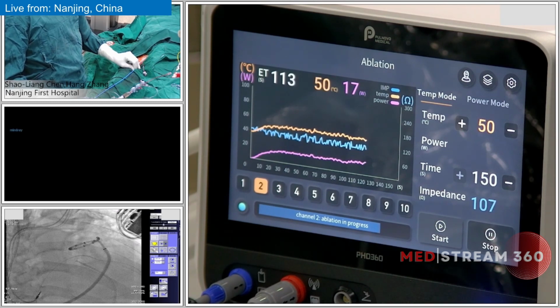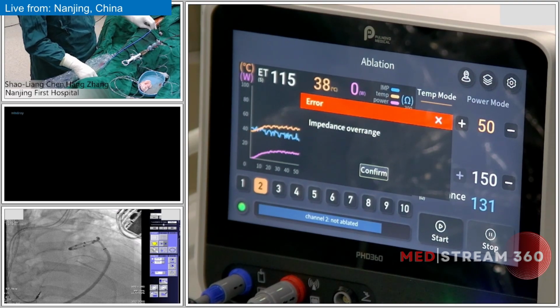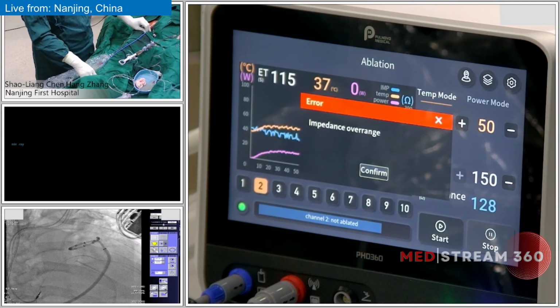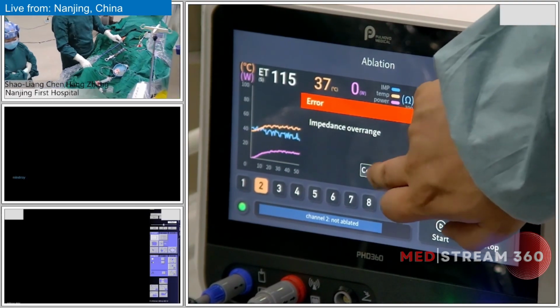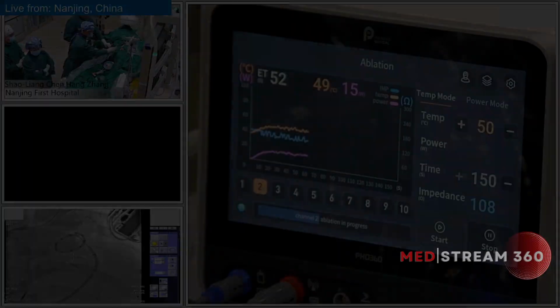Right now it's 112, right? Stop, why stop? Huh? Impedance is too low. Okay. So I think we have finished the first round of ablation.